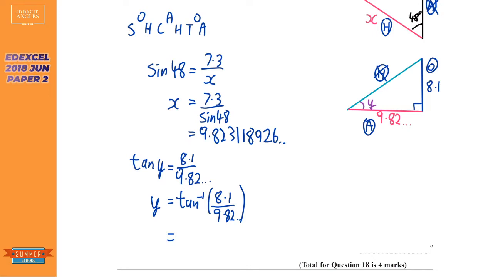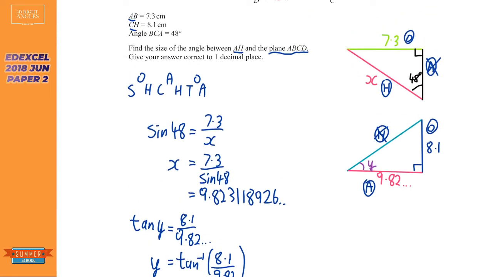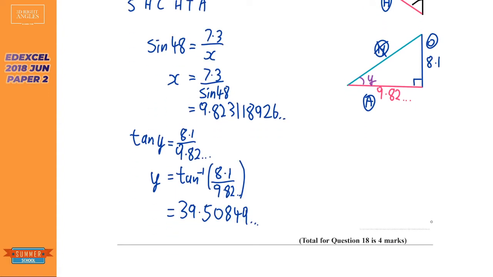Press equals, and it says it's 39.50849, blah, blah, blah. Check to see if it wants it to a degree of accuracy, which it does, 1 decimal place. So my answer will be 39.5 to 1 decimal place.